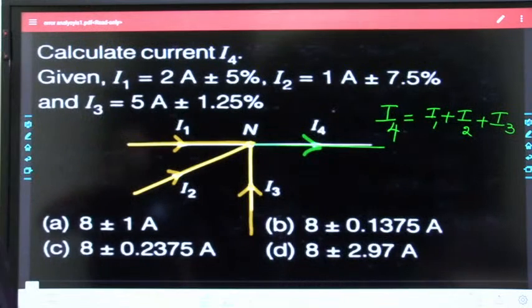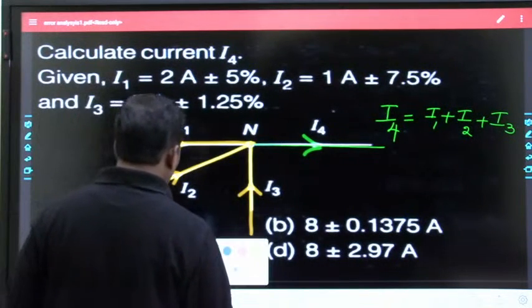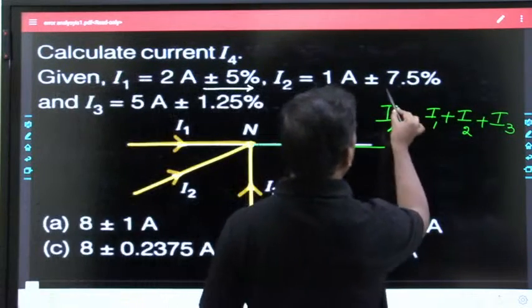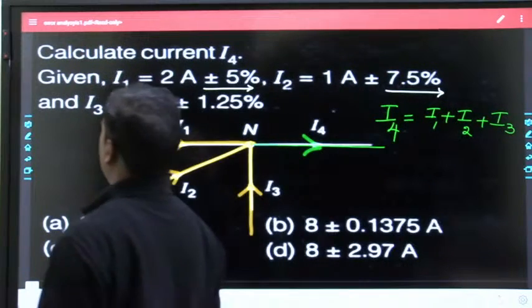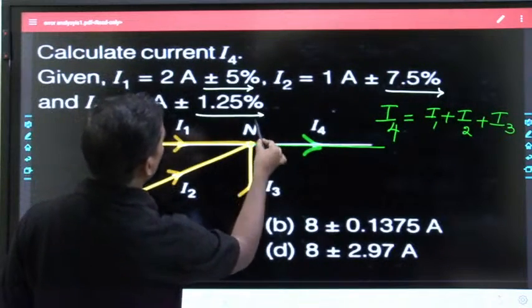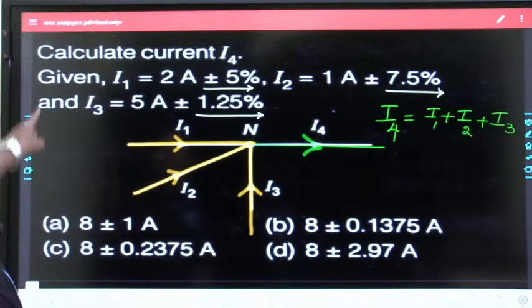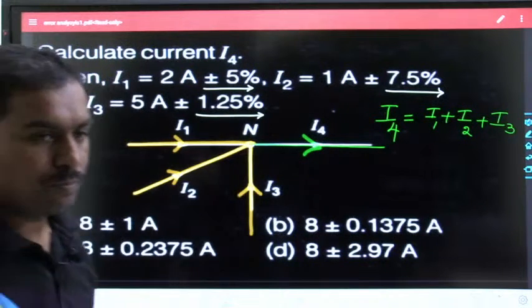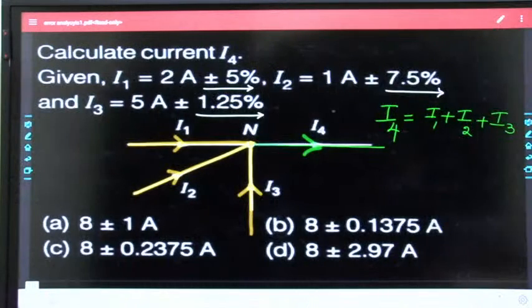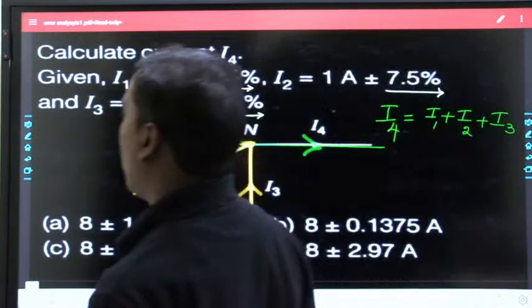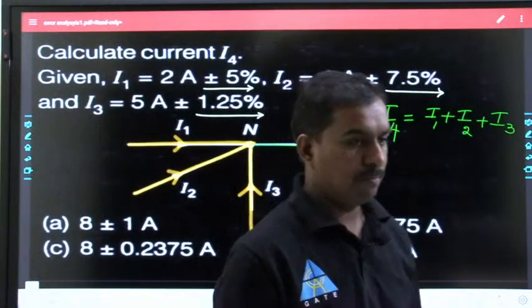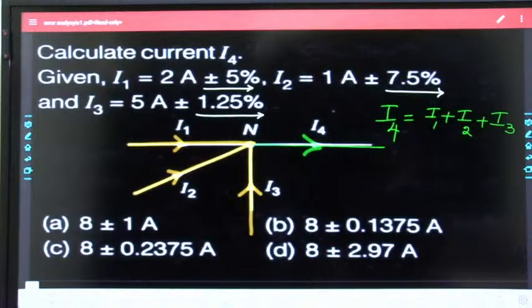But he has given, in measuring I1, there is an error of how much? 5%. In measuring I2, an error of how much? 7.5%. In measuring I3, an error of how much? 1.25%. So the question asked is, calculate the current I4. Okay, so what is the answer? Yes, you are correct, Rahul Jaiswal. You are not going to get 150 volts. 150 volts par 1.5% kam aayega, that means 1.5 volts.